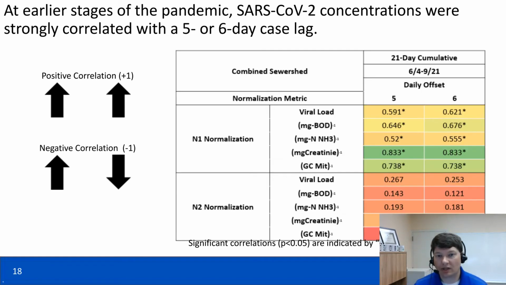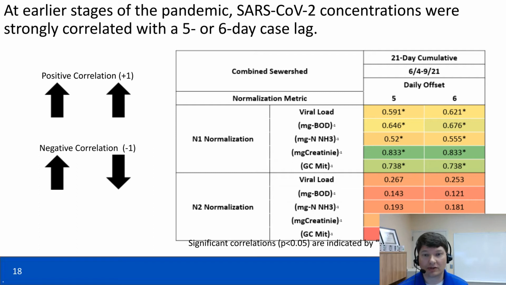And what we observed in the combined sewer shed when we looked at 21-day cumulative cases is that our wastewater measurements were detecting SARS-CoV-2 N1 concentrations at the strongest correlation 5 and 6 days ahead of the COVID-19 case data. And again, our strongest correlations were observed when we normalized our concentrations to those human-based biomarkers. So again, everybody's contributing to the sewer shed, this creatinine and this mitochondria. And so these normalizations give us a sense of the strength of that wastewater in a system.